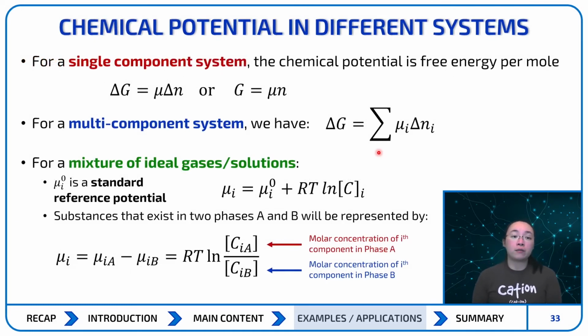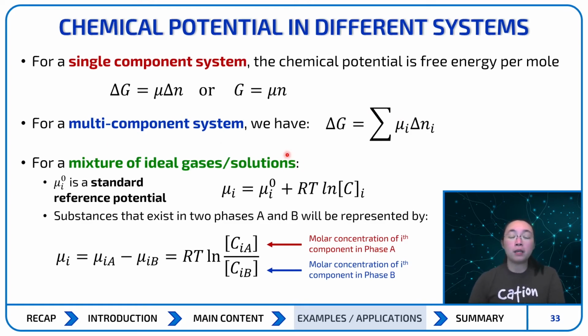Now that we know what chemical potential is, we want to apply that to different systems. For a single component system, the chemical potential is free energy per mole. So you have delta G equals mu times delta N, or G equals mu N. If you have a multi-component system, then you have a bunch of these added together. So you have delta G total equals the sum of mu i times delta Ni.